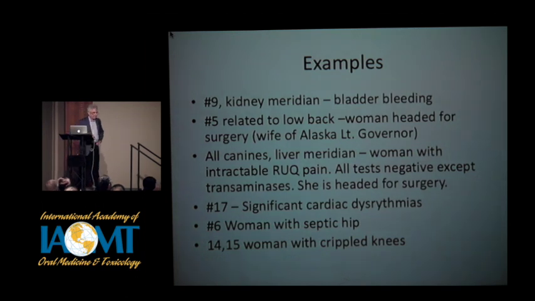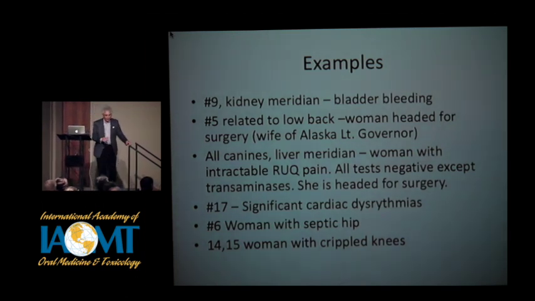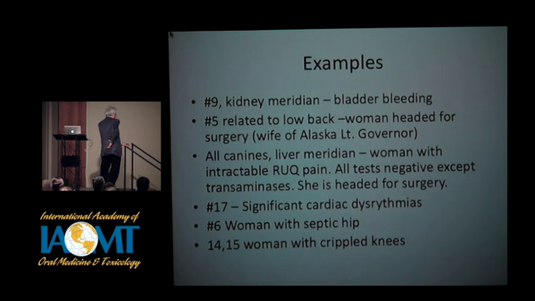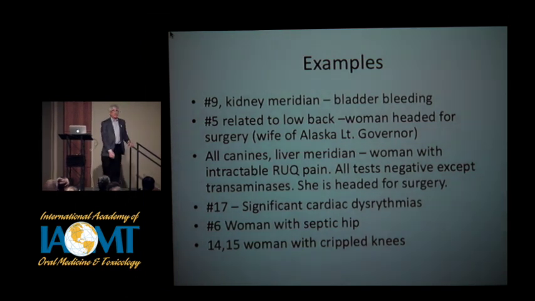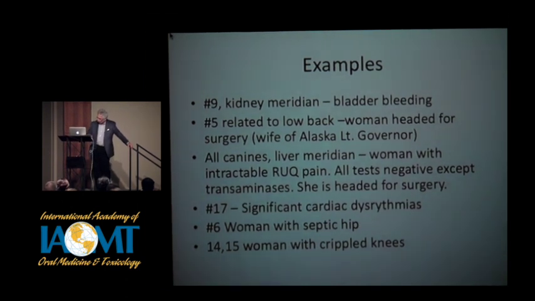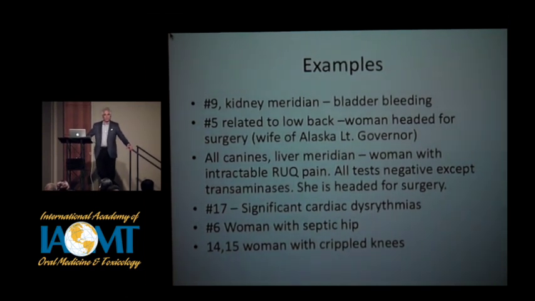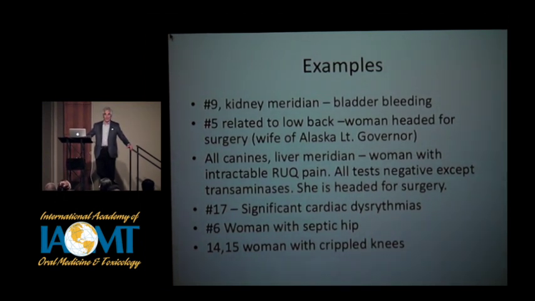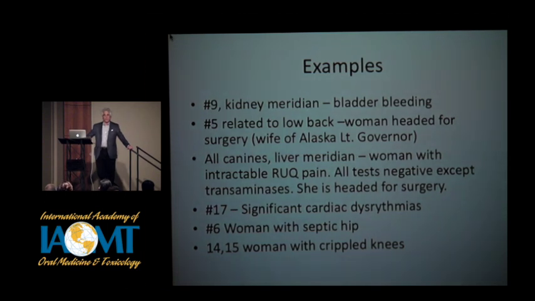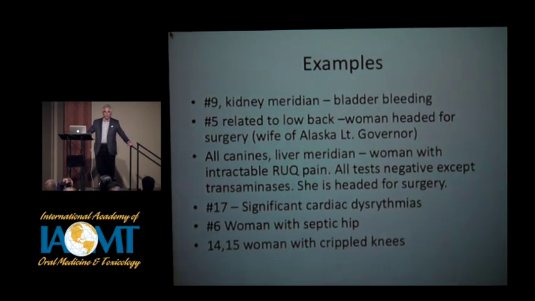Tooth number 5, that is large intestine lung, which happens to innervate right here, L4-5, one of the most common areas for back pain. And this occurred at a time when I was the quack of the year in Alaska, and a new governor got elected with my support. And the lieutenant governor sends his wife to me with terrible back pain, headed for surgery, and her x-rays were not bad. They sent her to me for a treatment I was doing at the time called prolotherapy, which is very uncomfortable, highly effective, but very uncomfortable.